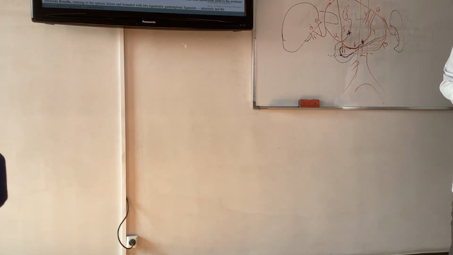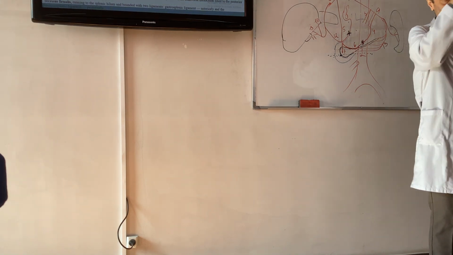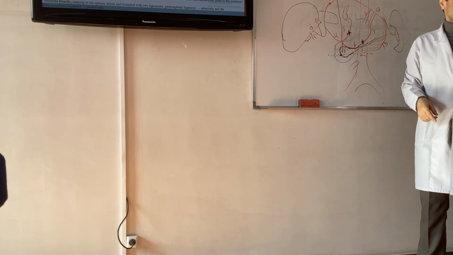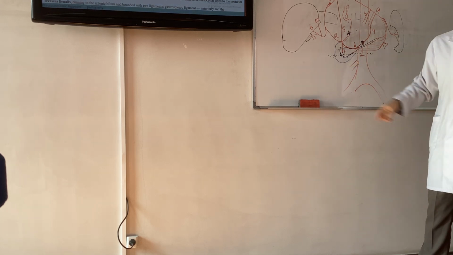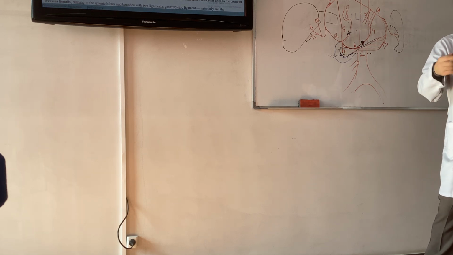Aorta abdominalis gives 3 single branchings, which start exactly from the anterior surface. The upper one is the truncus coeliacus, T11, 12. The middle one is the superior mesenteric, L1 level. The lower one is the inferior mesenteric, L2 level.